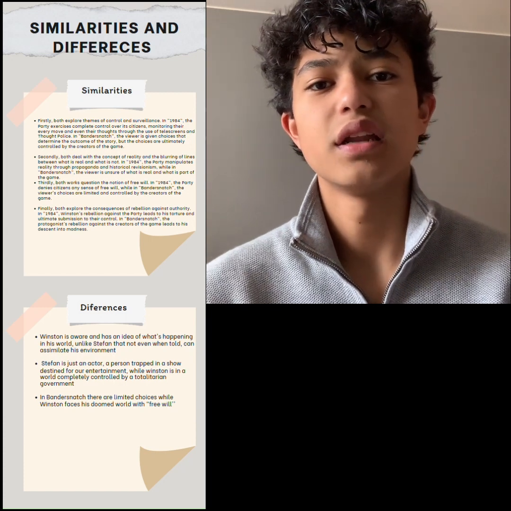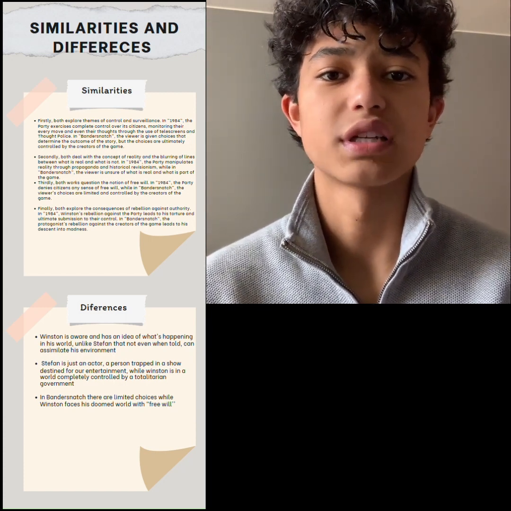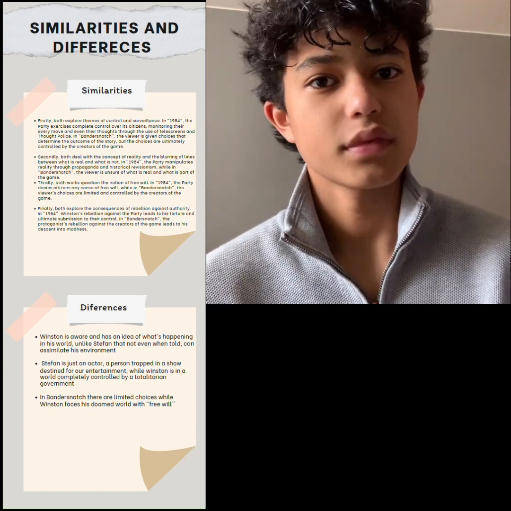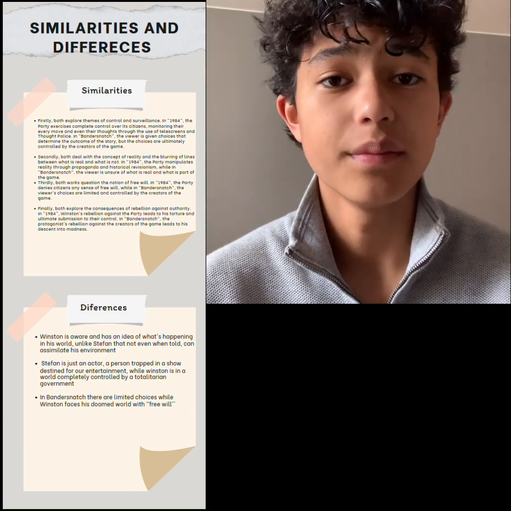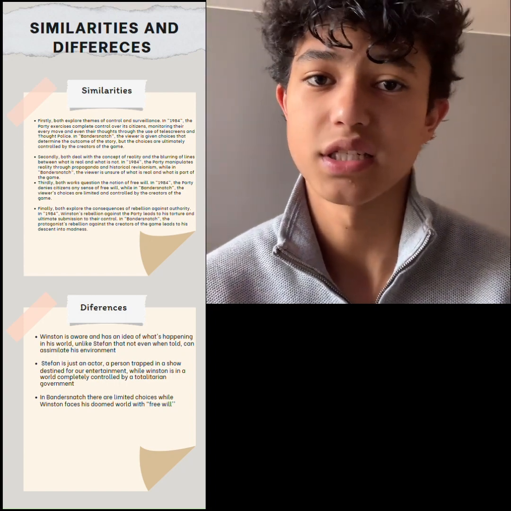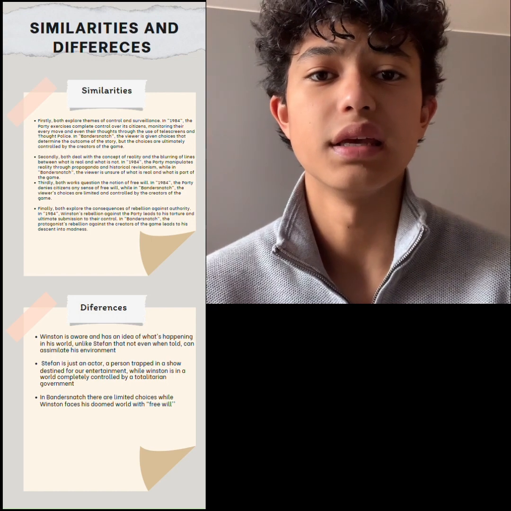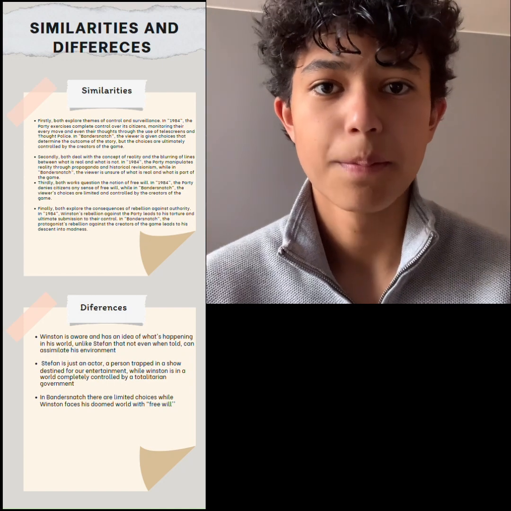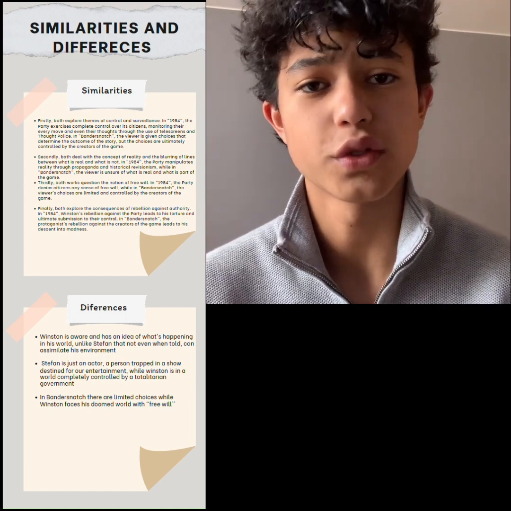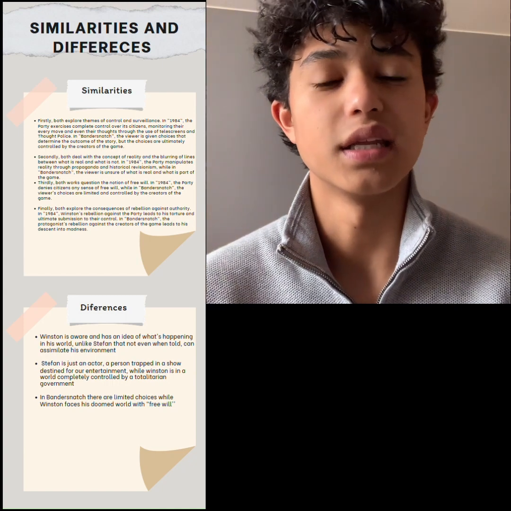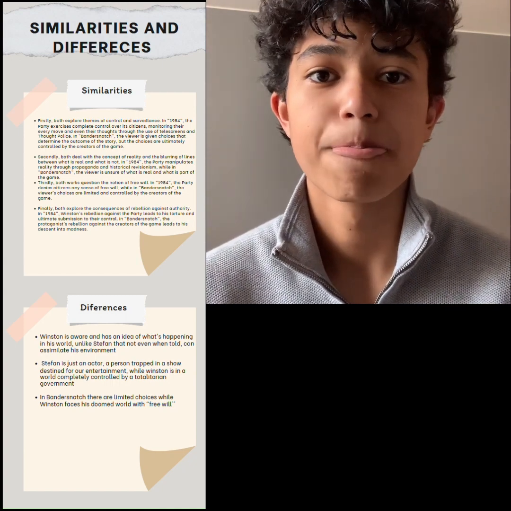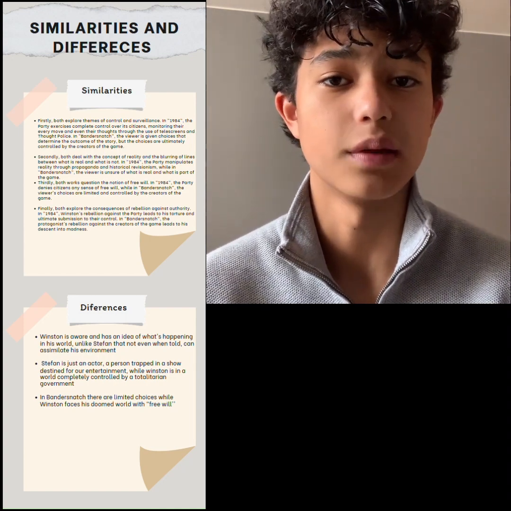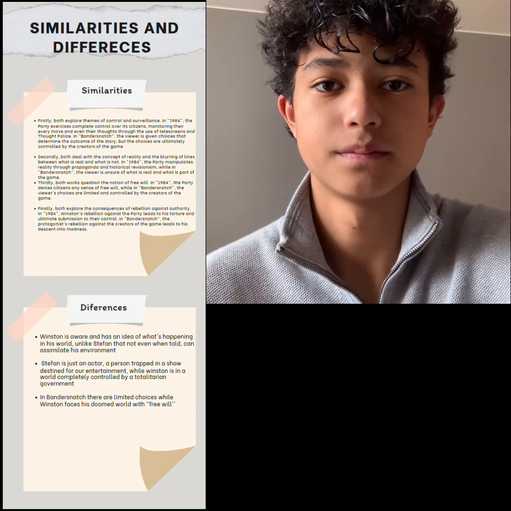The plot. 1984 centers on Winston, who rebels against his government and falls in love with Julia. The movie centers on the story of Stefan, who is a video game programmer, and he begins to question his own reality. Finally, the time period. 1984 was written in 1949 and is set in a dystopian future, while the movie is set in 1984, the same year the book was set.